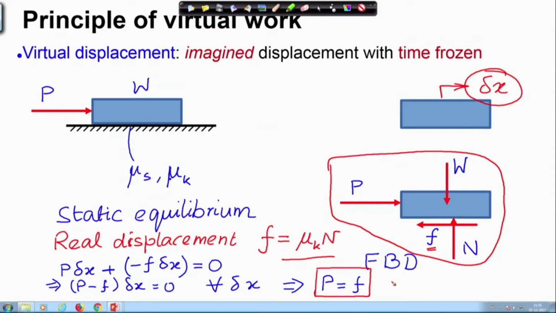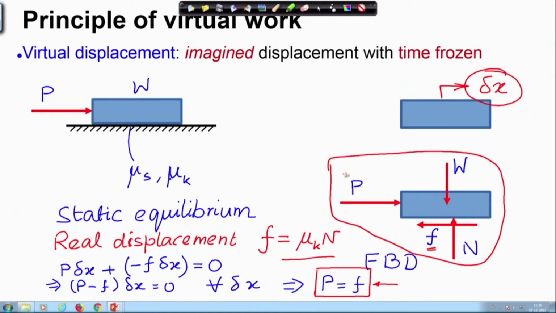Now, from normal equilibrium equations, this is just a one step conclusion, but through the virtual work principle we have come to that same conclusion, but in a slightly different manner, and this is advantageous in a number of situations.